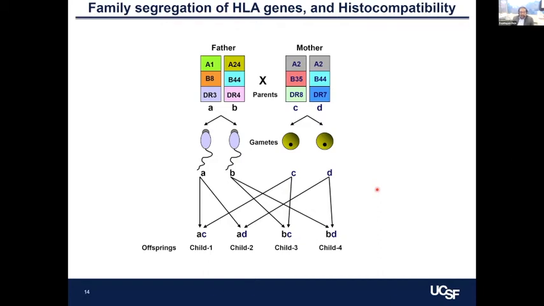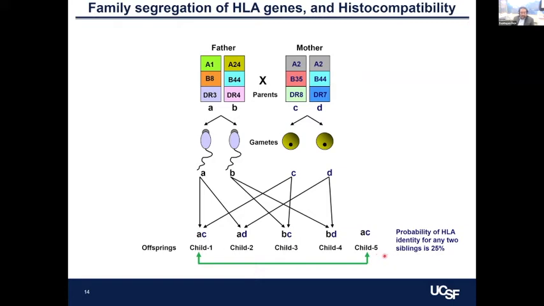If you look at the families, because we do a lot of living donor transplantations, the HLA genes segregate independently as independent chromosomes in the gametes. The random association of paternal and maternal gametes produces children with different combinations of haplotypes. Here are four possible combinations. If the patient has another child, that child is going to be identical to one of these children. For example, child one and child five carry the same haplotypes.